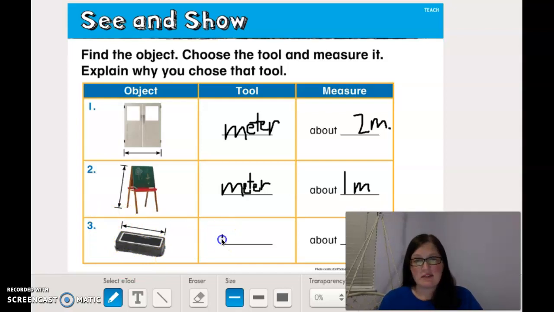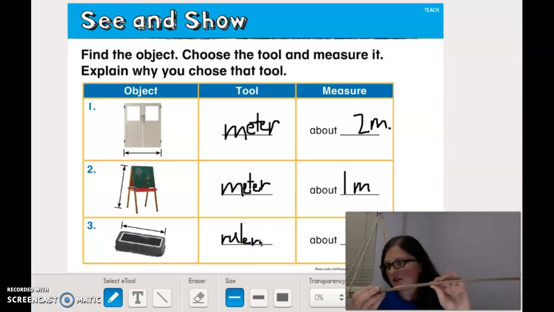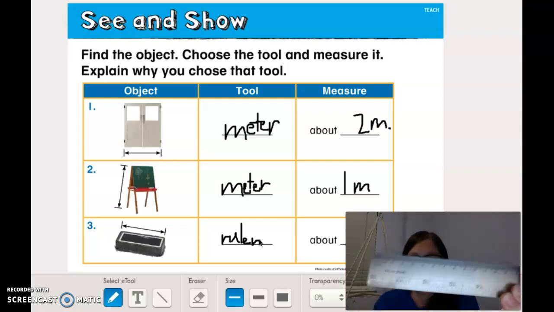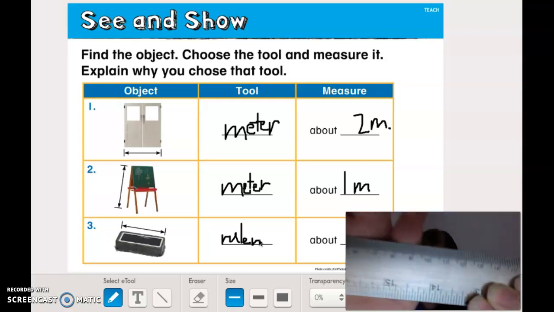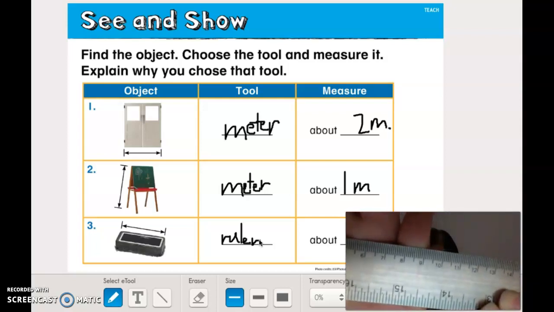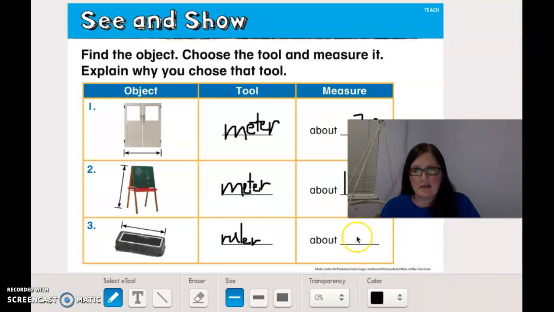For my eraser, would it make sense to use a big long meter stick? Not really. This one would definitely make more sense to use our centimeter ruler. We'd measure that out, and again, I'm just going to use my hands like I did before when we measured the eraser. Let's make sure that's the right end. It's not. Good thing I looked. If I measure my hand, I can see my thumb comes about to the 9. So it would be about 9, and remember, I'm writing it in centimeters. I want to make sure that I label it correctly.